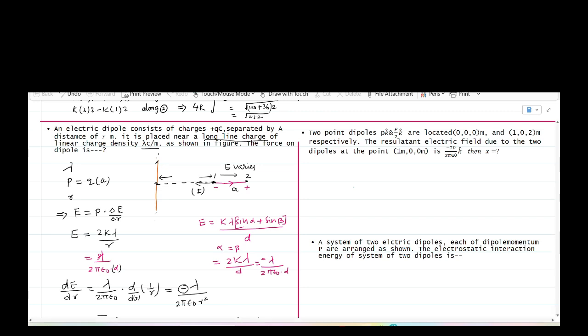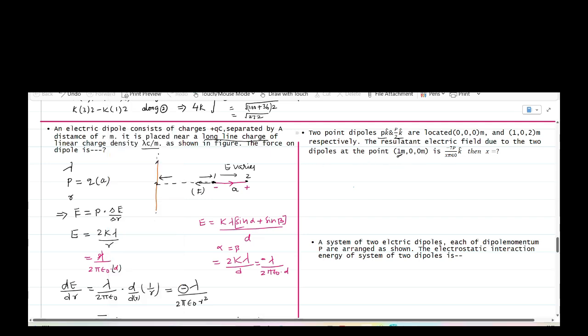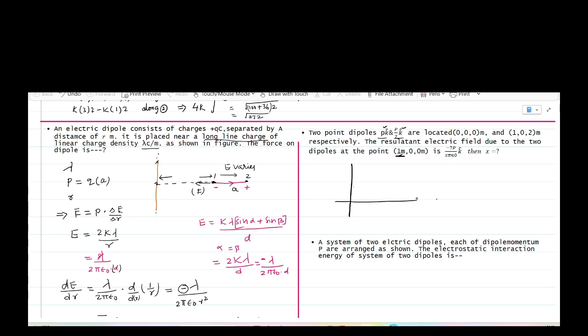So I hope you understand this. Two point dipoles P k cap and P by 2 k cap are located at 0, 0, 0, which means the origin, and 1, 0, 2, meaning in the x and z plane respectively. The resultant electric field due to the two dipoles is to be found at the point on the x-axis at 1. The two dipoles are along k cap, so I will consider the x and z axes.